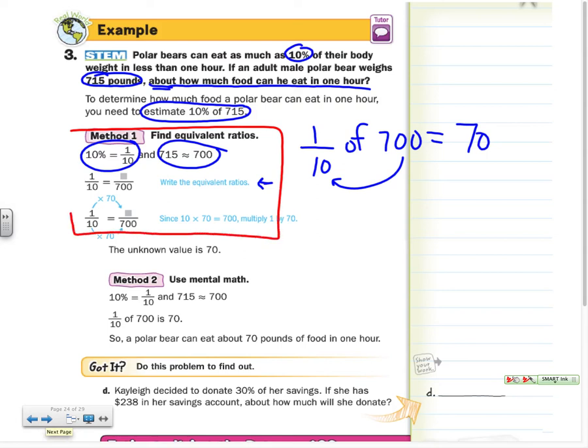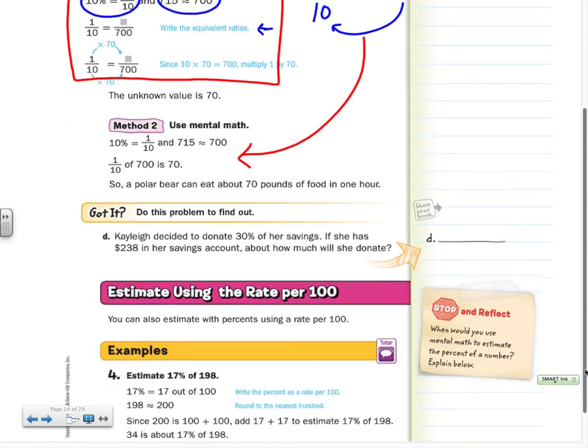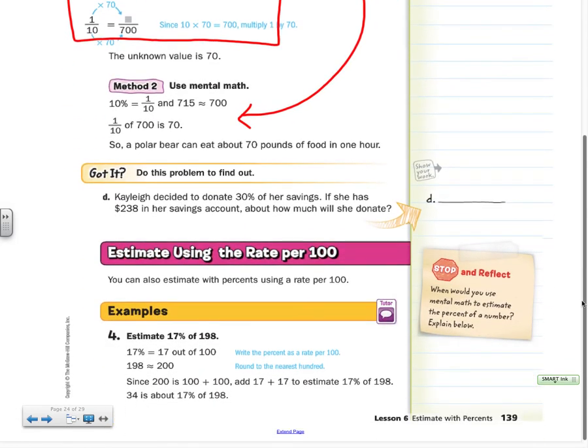This method is going back to our equivalent ratios. If you want to take a look at that, you can, but I'm not going to go over that. This is the method I just used. And then go ahead, do the got it problem. And one more. Now we're going to skip this bottom part for example 4. We're not going to do that.